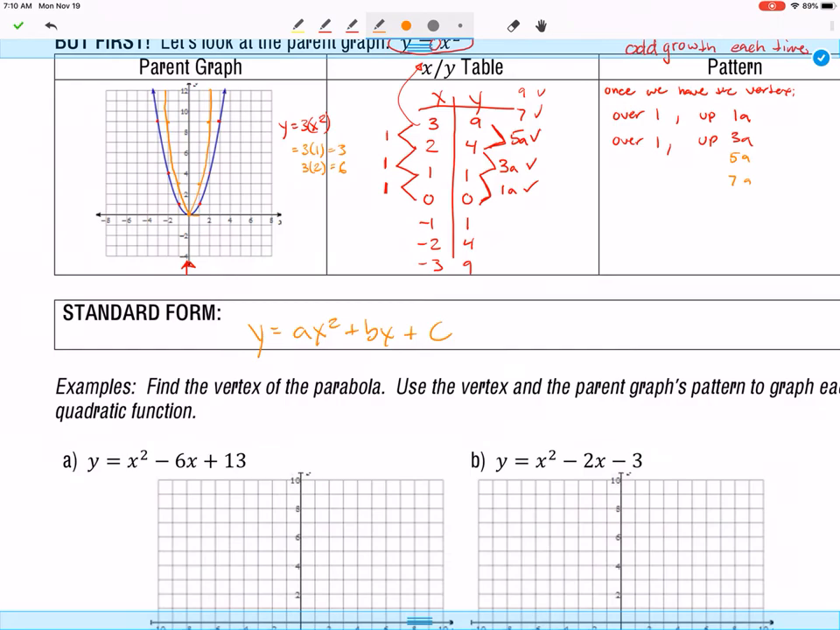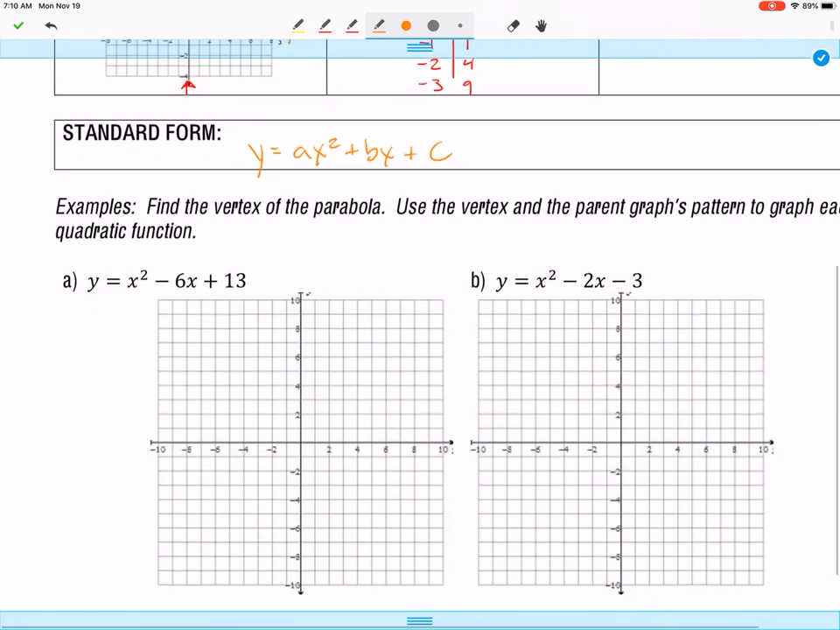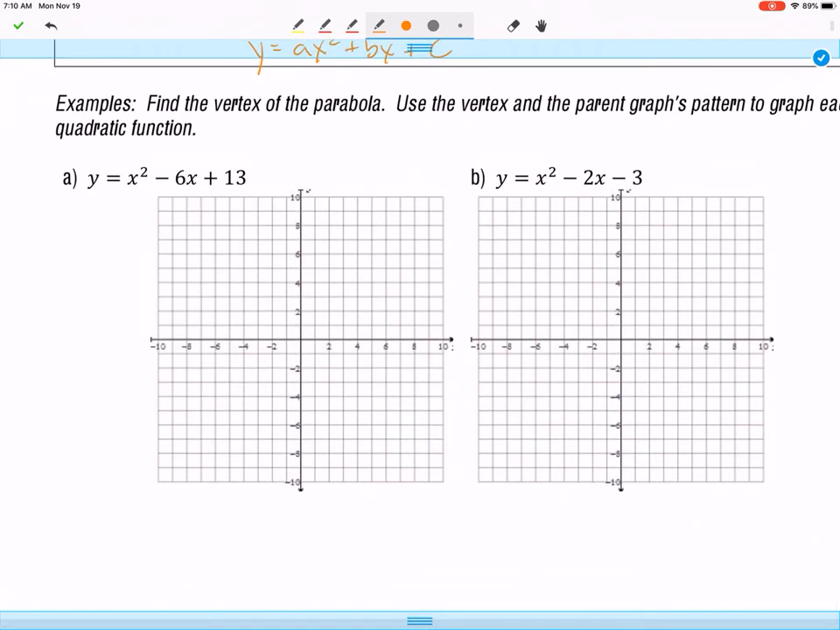Okay, we'll do some other examples, like, for example, an equation like y equals negative x squared, and what happens when we have a negative in there, and things like that. Okay, so let's do some examples.